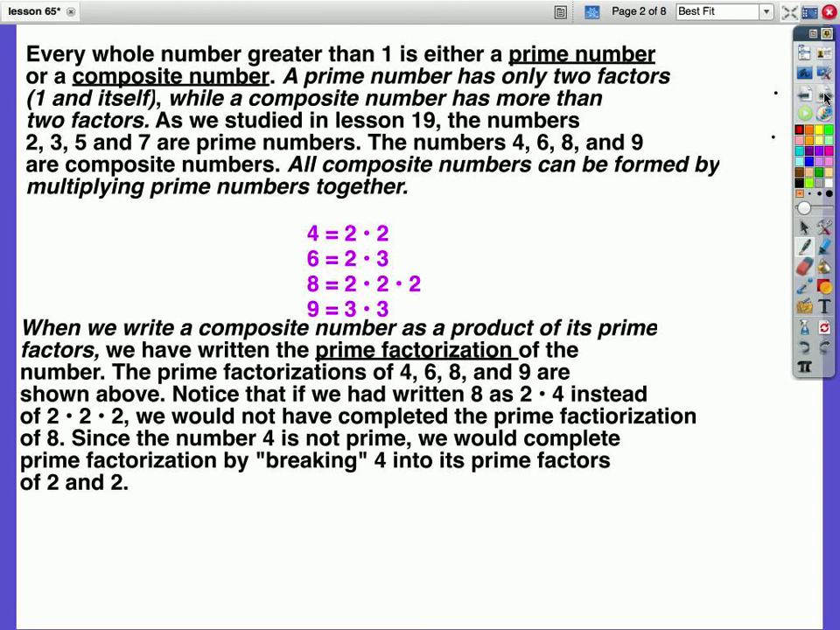The prime factorizations of 4, 6, 8, and 9 are shown above. Notice that if we had written 8 as 2 times 4 instead of 2 times 2 times 2, we would not have completed the prime factorization of 8. Since 4 is not prime, we would complete the prime factorization by breaking 4 into its prime factors of 2 and 2. So, in order to have prime factorization, we have to have all prime numbers. We can't have any composite numbers.